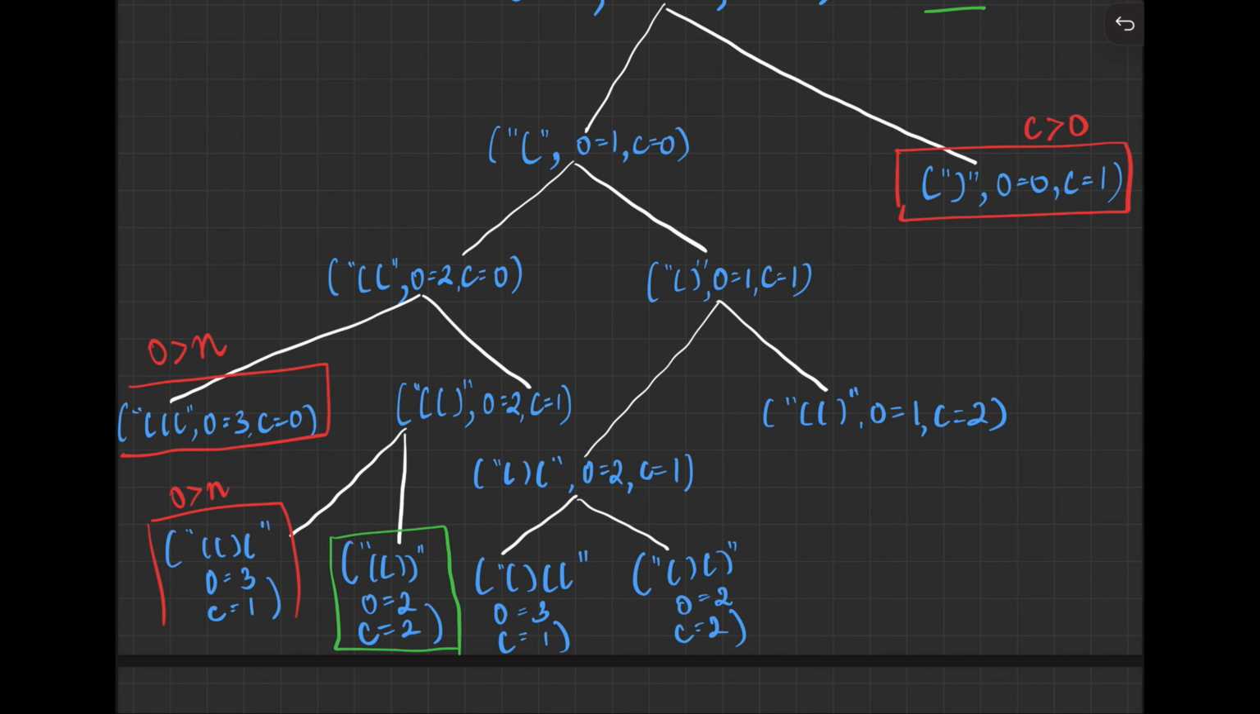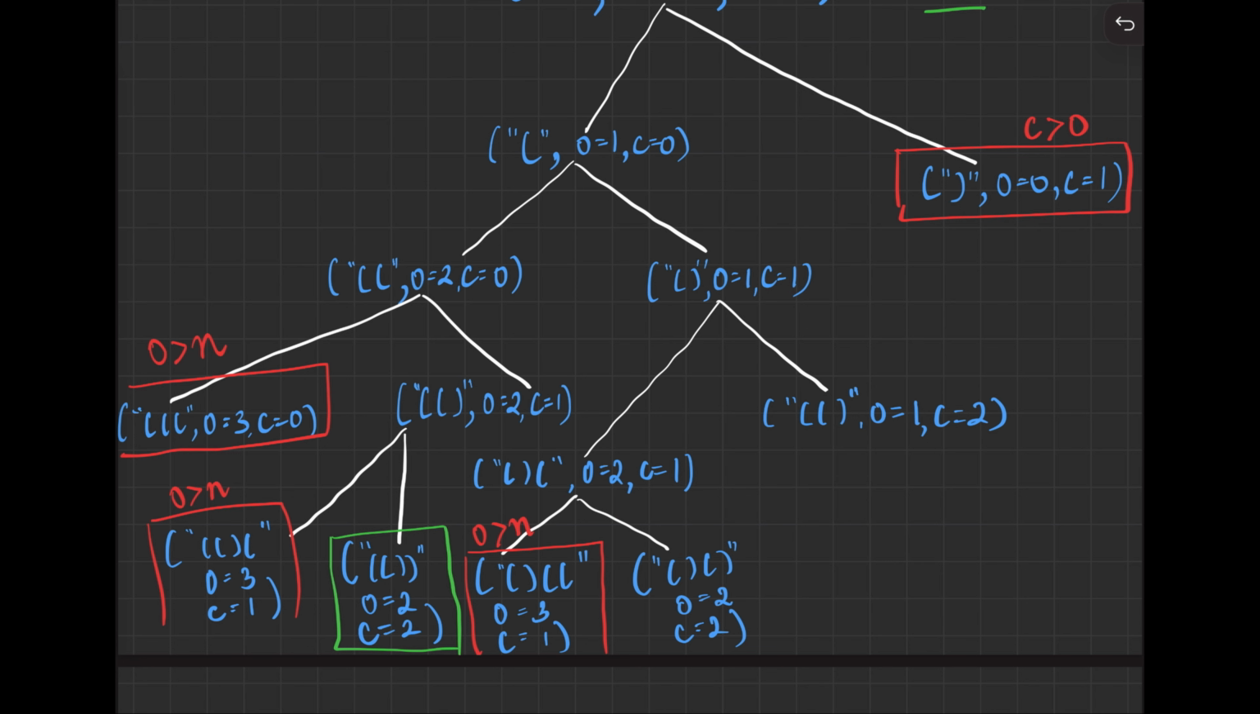Similarly, if we jump to the right of the tree, because the left tree is done, here O was 1, C was 1. On the left we add another open brace, O becomes 2 and C is 1, which is a perfect intermediate state. From here again we go left, where we add another opening brace, making O 3, which invalidates this state again because O is greater than N.